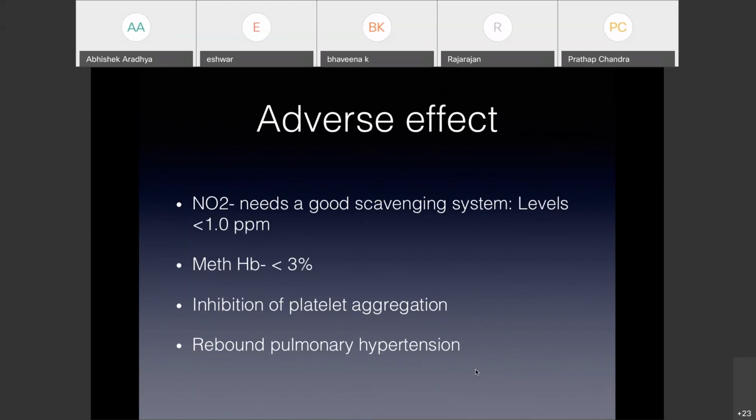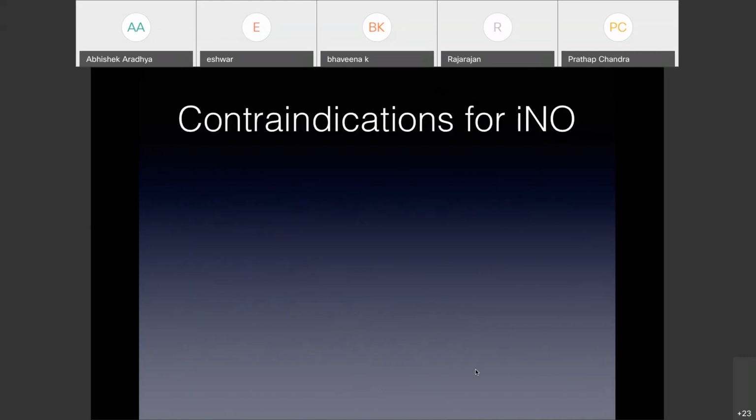And nitric oxide can also worsen your bleeding time. How? It can impair the platelet aggregation and therefore worsen your bleeding time. And when you stop the nitric oxide, unfortunately, sometimes you can develop pulmonary hypertension, which is rebound.